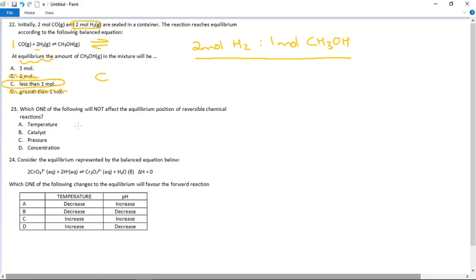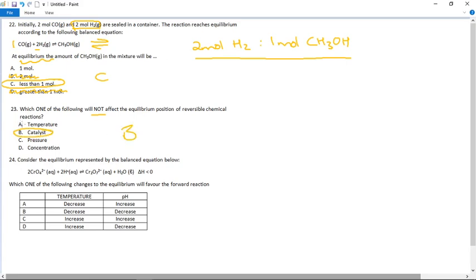Number 23, which one of the following will not affect the equilibrium position of a reversible chemical reaction? Well, here, whenever you see something that we're adding to an equilibrium thing and it's not affecting the position, my answer is going to be a catalyst, okay?